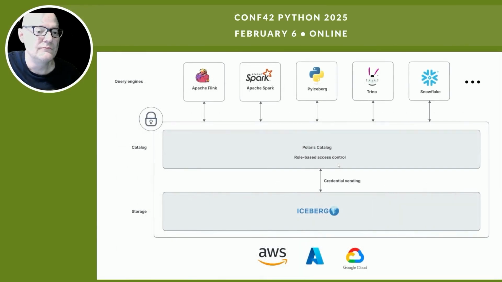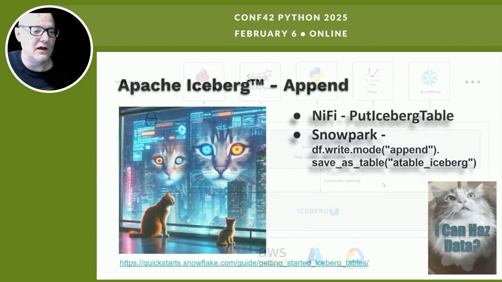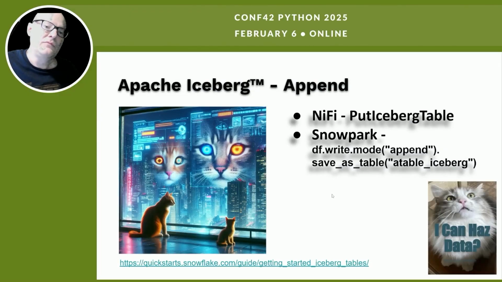So that's great. Now, lots of engines. Again, I like Flink and Iceberg and Trino and Snowflake for this. Catalog with some RBAC. Get you to your Iceberg, whichever cloud you're running on. Very easy to do. Now, to get data into Iceberg, we can append that with NiFi as a processor for that. A couple actually, depending on whose NiFi you're using. And you could use Snowpark's Python just to write some data frames there. Save that as a table. Pretty easy.